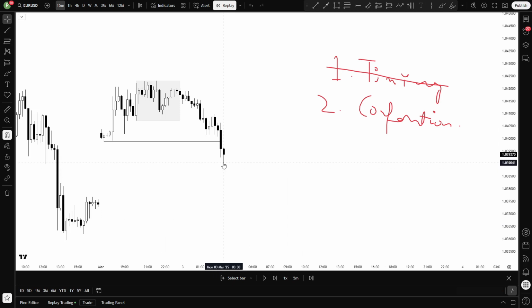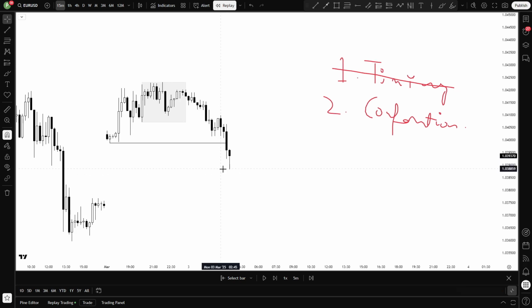key time. The next step is to now wait for our actual entry confirmation, our actual entry model, our entry setup, and our entry pattern, and then place our orders around that entry model or around that entry setup.